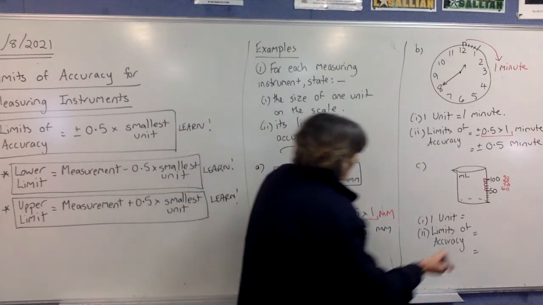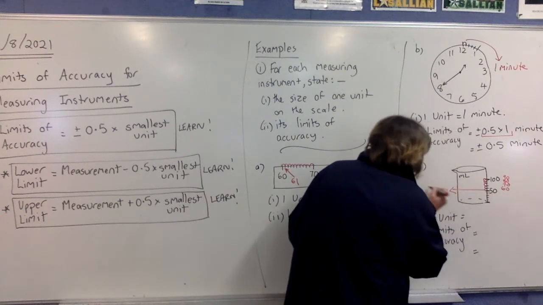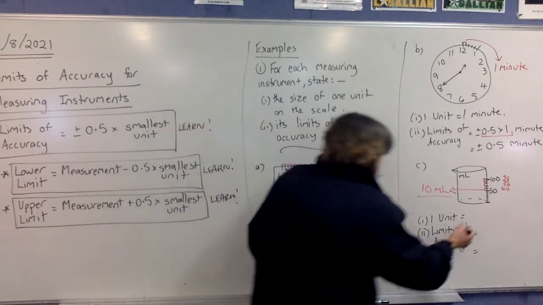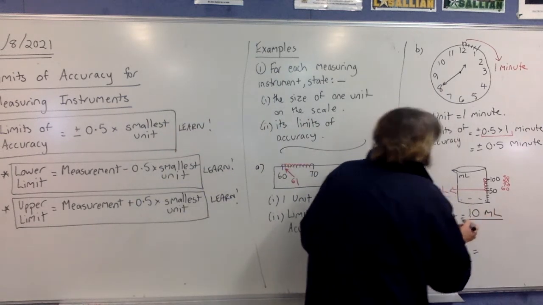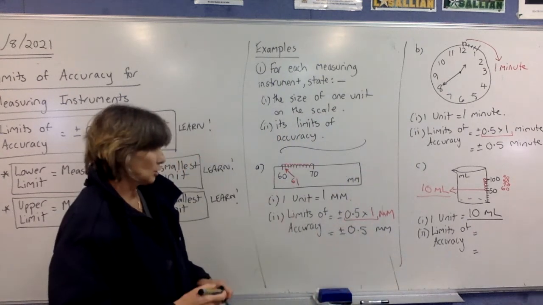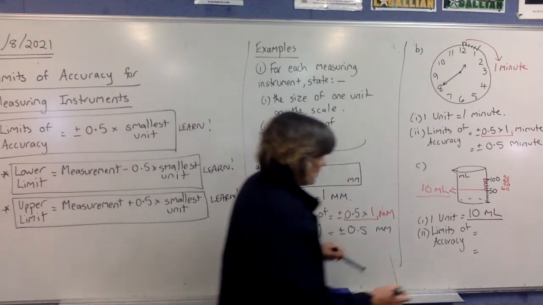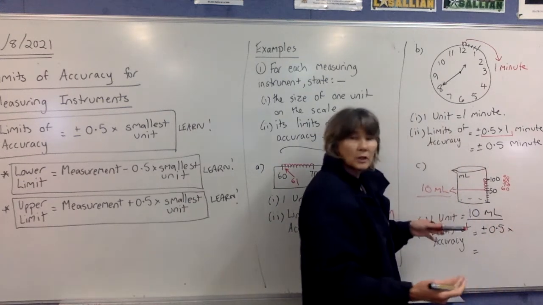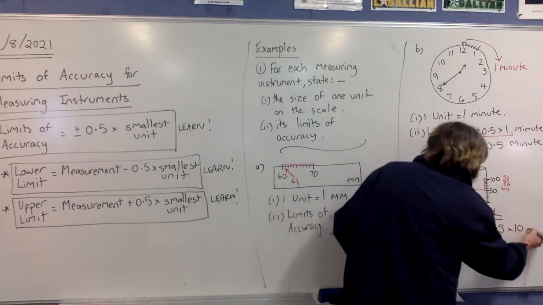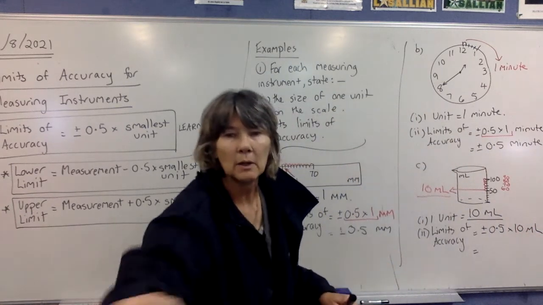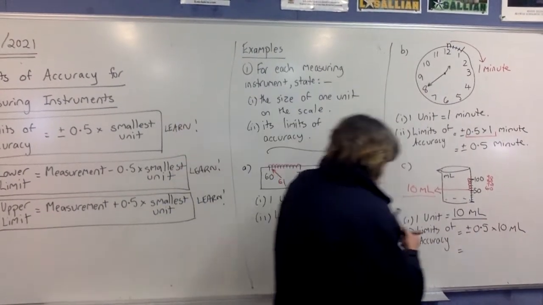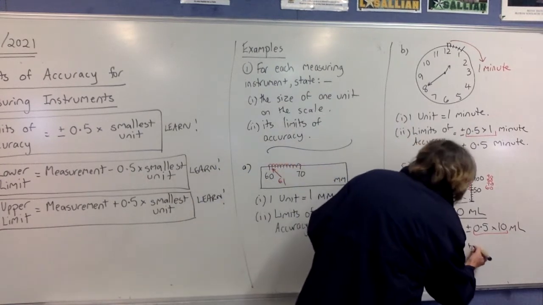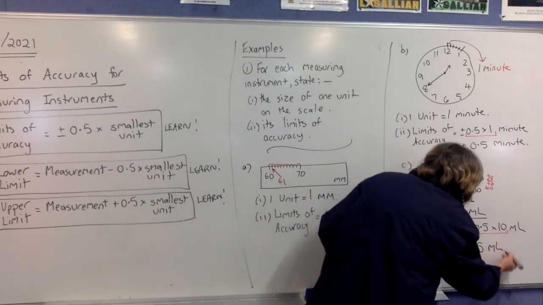Okay, so the gap between one line and the next is 10 millilitres. So that's what 1 unit is here, 10 millilitres. So they're not always going to be 1 like we had in the last 2. All right, the limits of accuracy, we're doing the same thing, plus or minus 0.5 times the smallest unit, which is 10 millilitres. Okay, so now we're going to work out this bit here. 0.5 times 10 is 5. So our answer is plus or minus 5 millilitres.